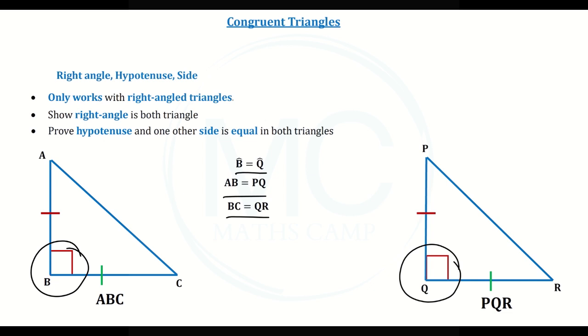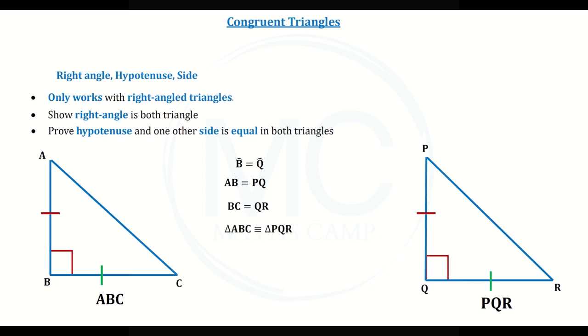So now we have proven that two pairs of corresponding sides are equal, as well as one pair of corresponding included angles. So even though we don't have the hypotenuse, we have still found that triangle ABC is congruent to triangle PQR because of side, angle, side.